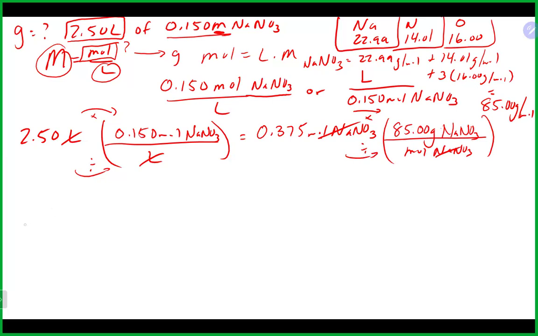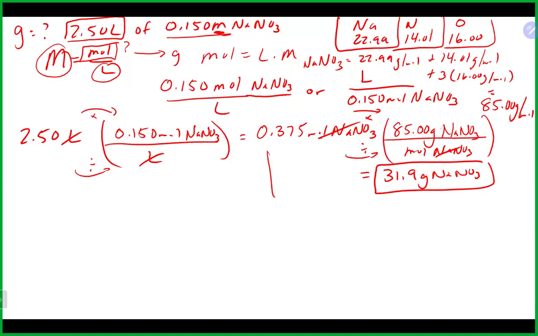And 0.375 divided by 85. I'm sorry, not divided. 0.375 times 85. That might be better. It's going to be about 31.9 grams of sodium nitrate. First off, any questions on that calculation? That number means that if you went to the balance and you weighed out 31.9 grams of sodium nitrate and you used enough water to dissolve it and end up with a volume of 2.5 liters, once you mix that together, you will have a solution that has a molarity of 0.15.